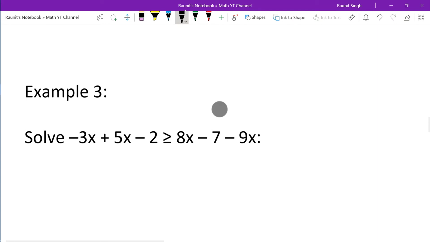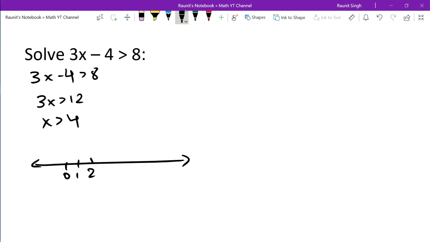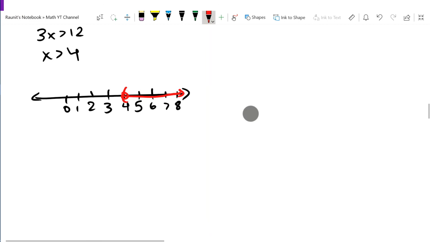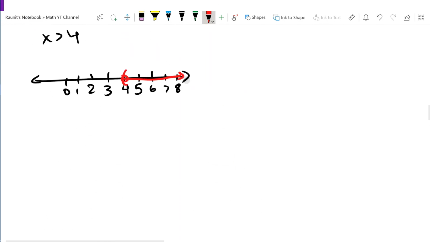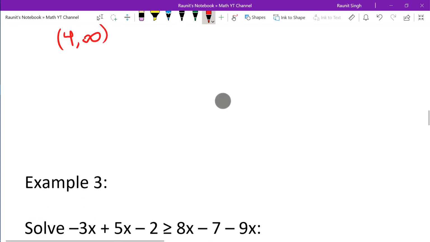Now moving on to example 3. Well, actually, you know what? We'll graph this and put it in interval notation as well. So number line. I know I'm not going into the negatives, so I'm just going to do this: 7 and then 8. So it's greater than 4, which means you can do an open dot or parentheses, whatever you like, and then draw the arrow, the line. And then interval notation is parentheses 4, comma, infinity, parentheses.